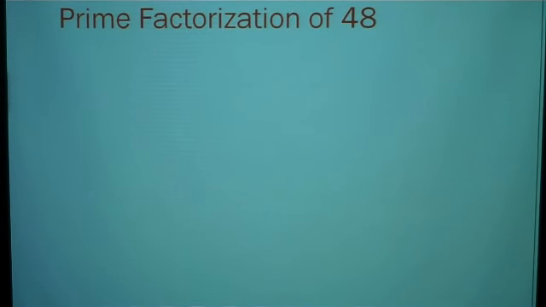Let's take the prime factorization of 48. These are also called factor trees. We need to find two factors that when multiplied together equal 48. It doesn't matter which two because we're all going to end up with the same answer. I'm going to choose 6 times 8. Now if we look at 6, 6 is not prime because we can divide that by 2. So we're going to bust 6 down into 2 times 3.